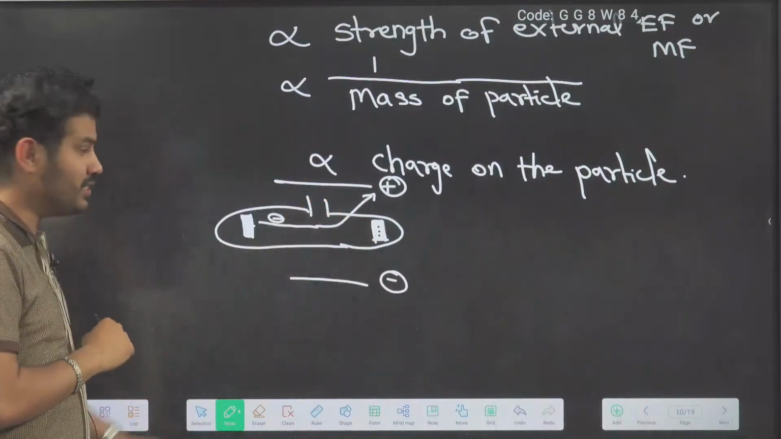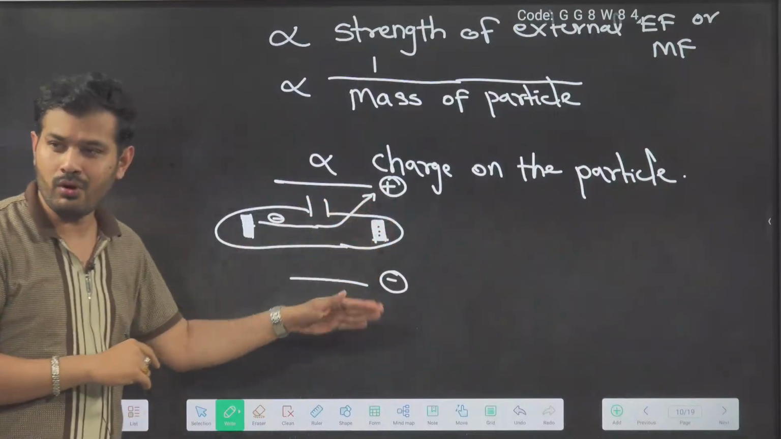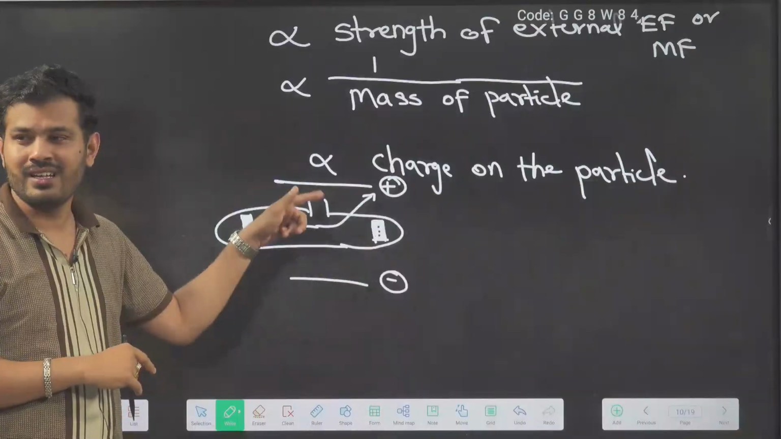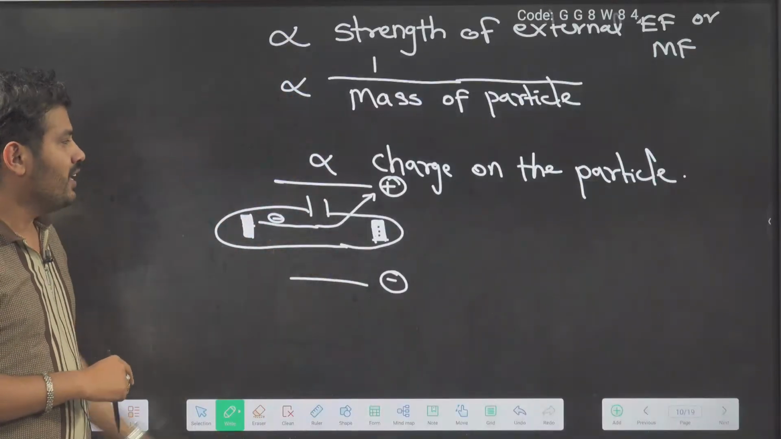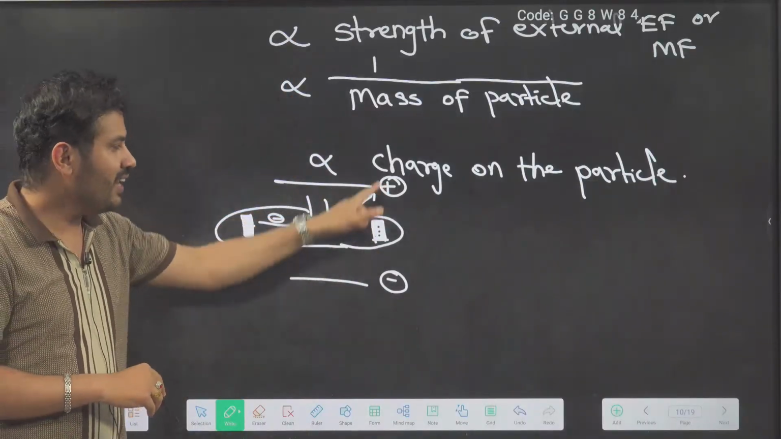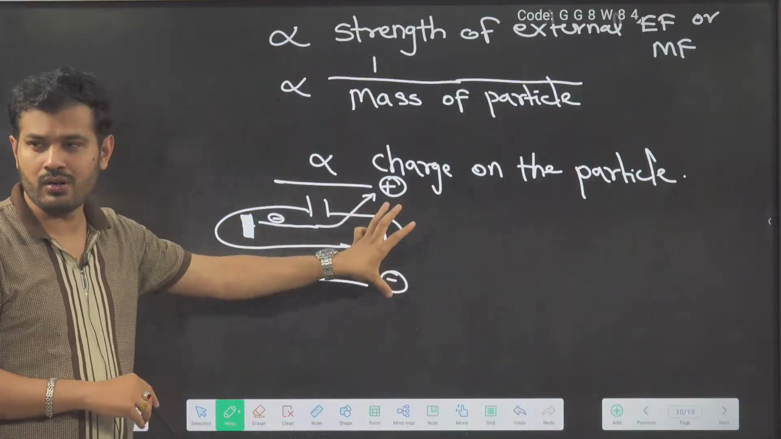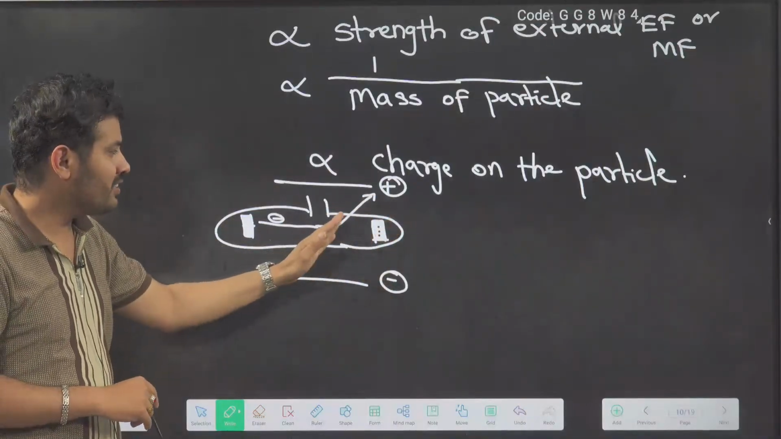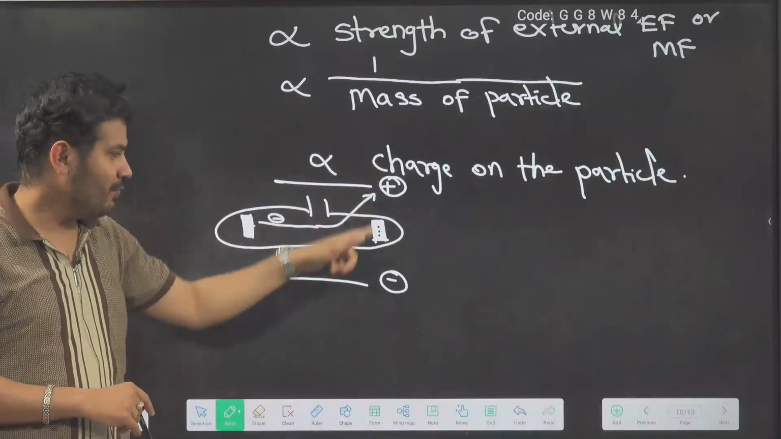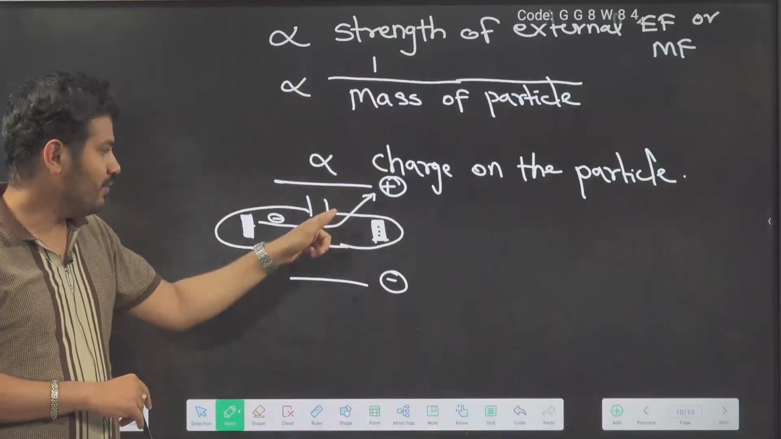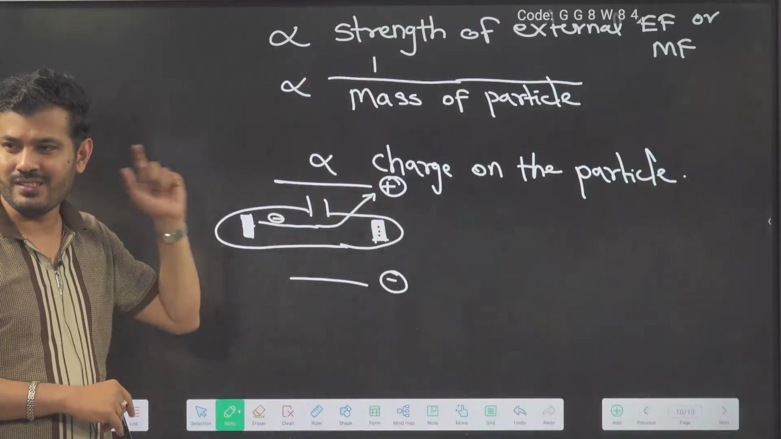Now my question is, how much will it get deflected? More deflection or less deflection? That depends on these three parameters. If you have a greater electric field here, if the electric field strength is more, then it will get more deflected. If the electric field strength is less, then it will get less deflected, right? That is the first point.